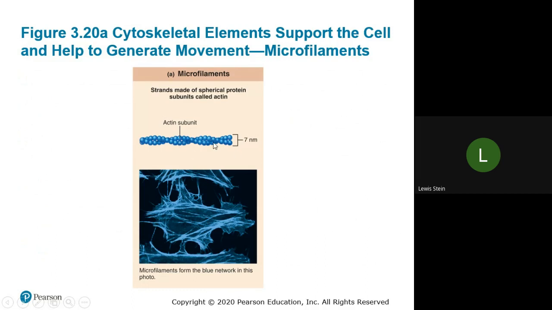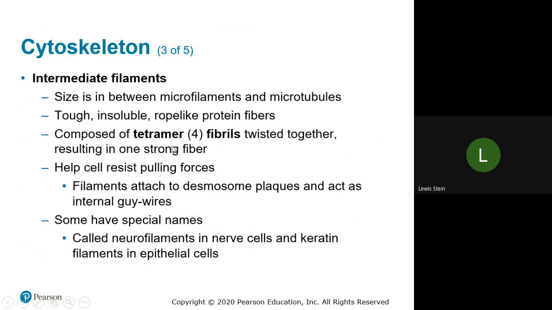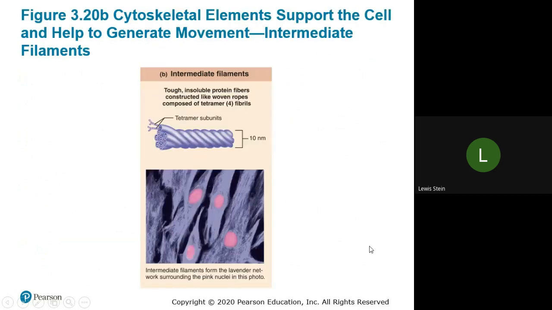There's the typical F-actin or fibrous actin. The individual units are called globular actin. The tetramers, you have guy wires, plaques, all that stuff, and playing a role in keratinization. Because when we braid things, we make them stronger.